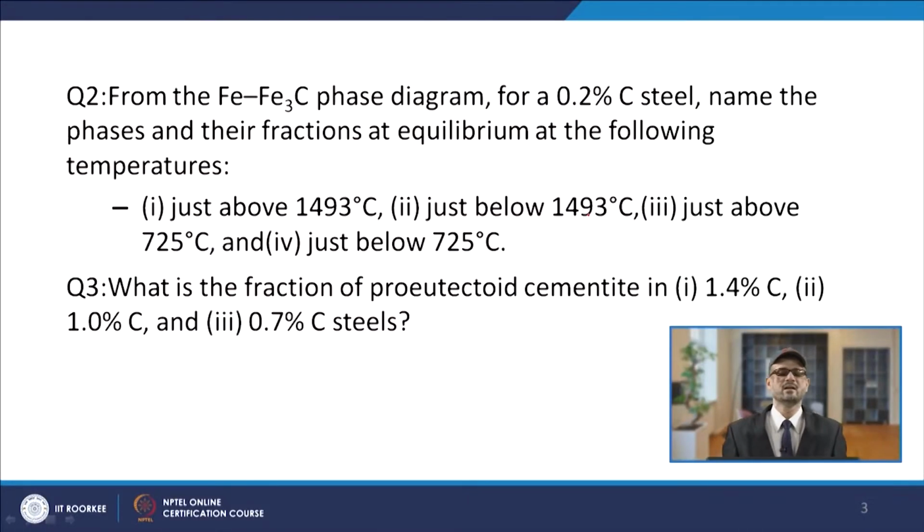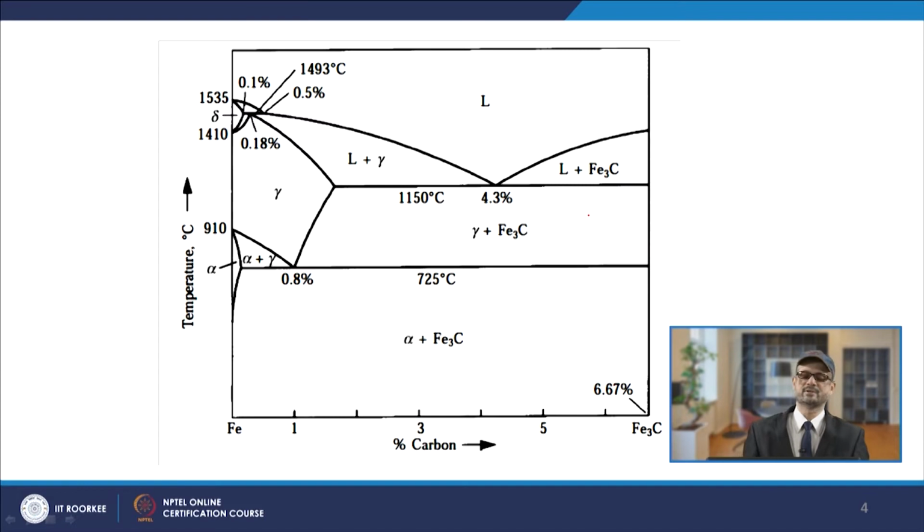Now, the next question is: from the iron carbide phase diagram for a 0.2% carbon steel, name the phases and their fractions at equilibrium at the following temperatures. So, now we have to find the different phases and also their fractions at equilibrium. We have the different temperatures given, just above 1493. So, we have to see the iron carbon diagram.